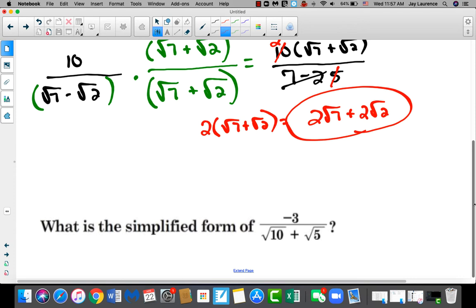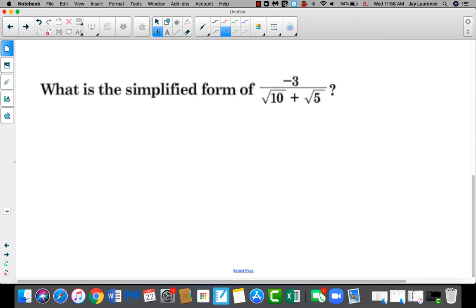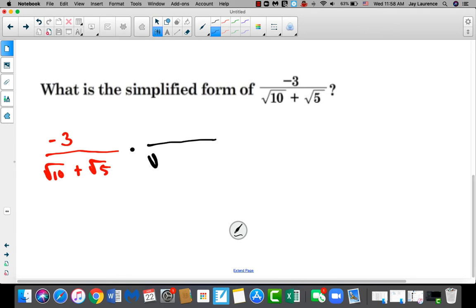Okay, let's see how we do that with this one. Same exact idea. I've got negative 3 over rad 10 plus rad 5. Of course, it's always easier to simplify your rads first if you can, but these can't be simplified. So I'm going to multiply by a special form of 1. I want to get rid of the rad 10, so I need a rad 10. I want to get rid of the rad 5, so I need a rad 5, but I want those other two terms to cancel out, so since this is a positive, I'm going to make that a negative. Put them in parentheses so I know I'm double distributing, and I have to put the same thing in the numerator.